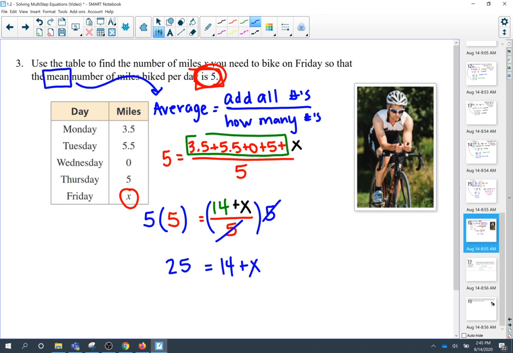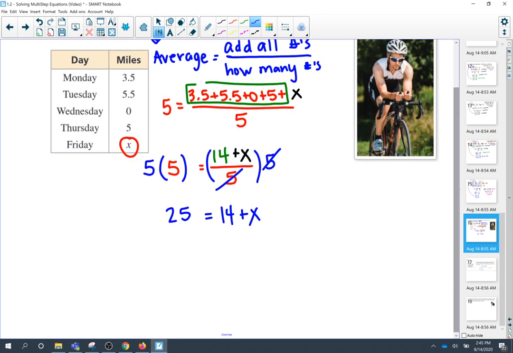And now I need to get rid of the 14. That is a positive 14. The opposite of positive 14 is negative 14. So I'm going to do negative 14. 25 minus 14 is 11 equals x, which tells me that in order to average 5 miles per day, and keep in mind it's an average, you're not doing 5 miles per day, you're averaging 5 miles per day, you would have to bike 11 miles on Friday in order to average 5 miles per day throughout the week.